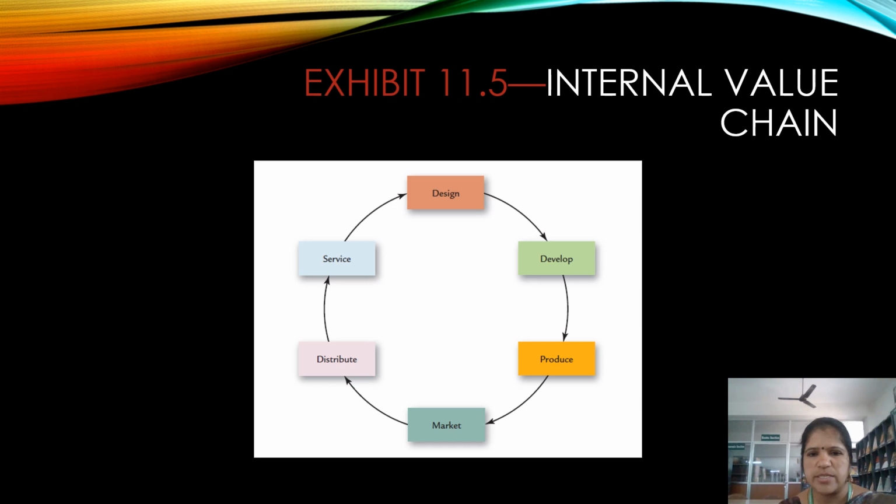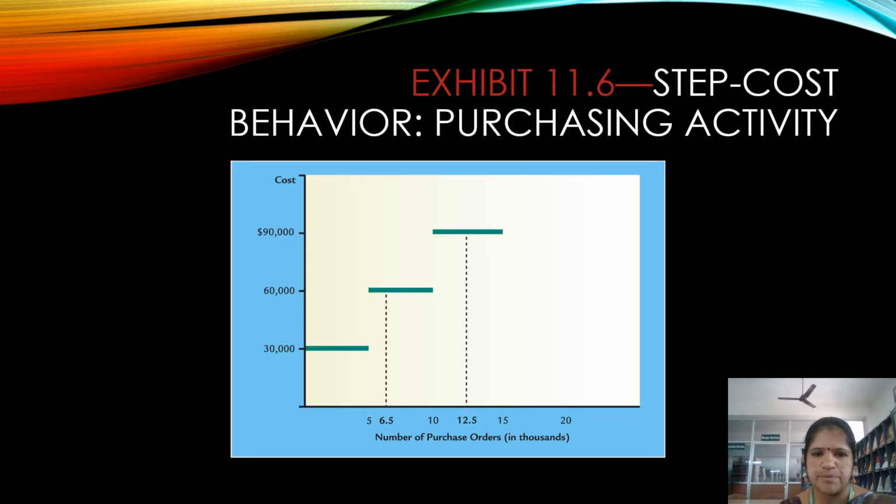Under this, first comes design, develop, produce, market, distribute, and service. First you have to design the product, and how to develop the product, and how to produce it, and how to market the product to reach the customer, then distribution, and last comes the service.